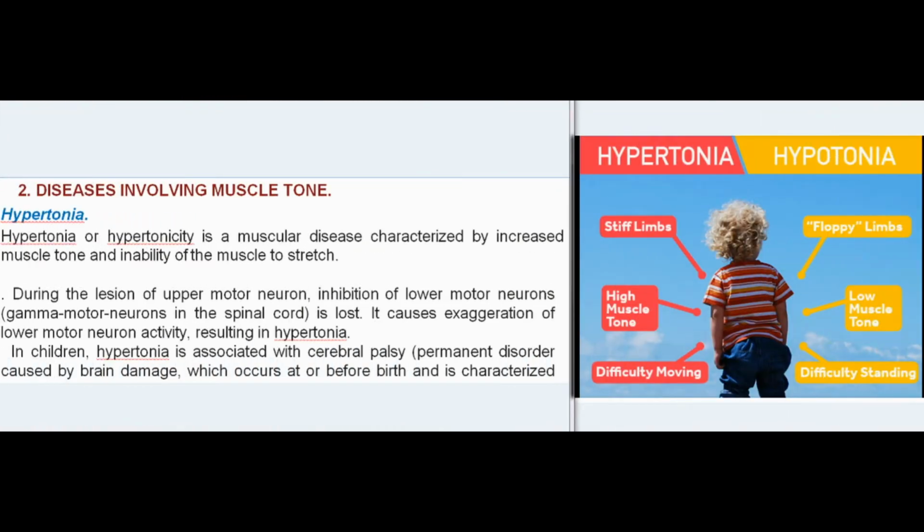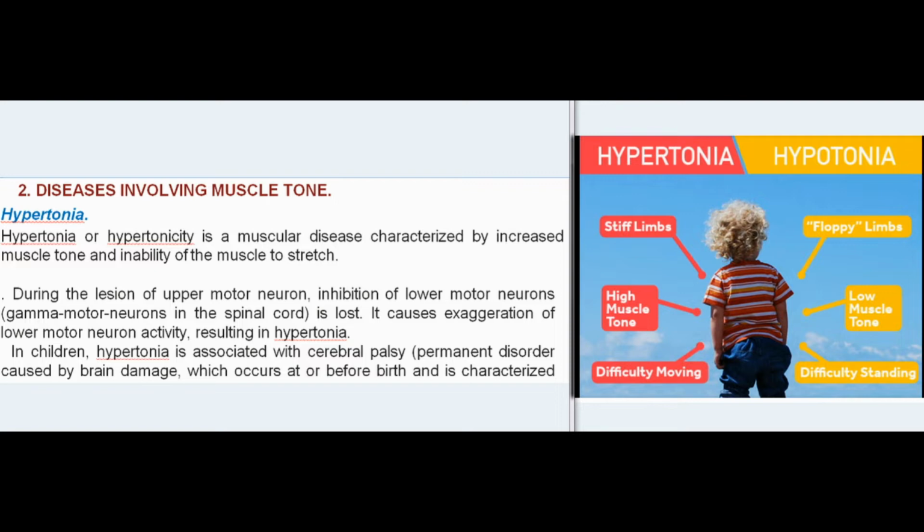2. Diseases involving muscle tone. Hypertonia. Hypertonia or hypertonicity is a muscular disease characterized by increased muscle tone and inability of the muscle to stretch. During the lesion of upper motor neuron, inhibition of lower motor neurons, gamma motor neurons in the spinal cord, is lost. It causes exaggeration of lower motor neuron activity, resulting in hypertonia.